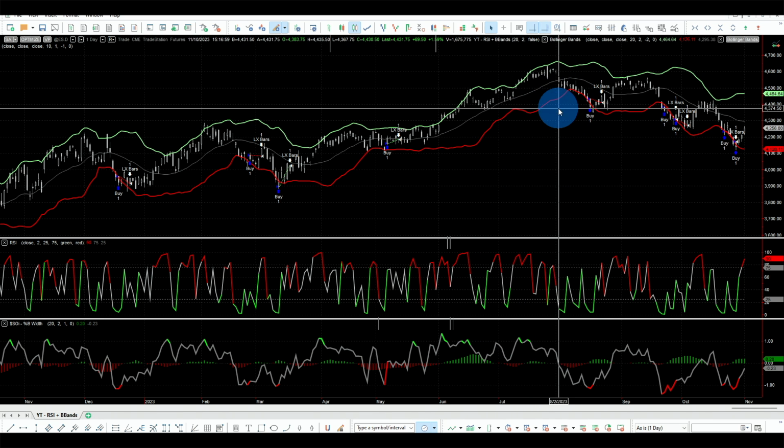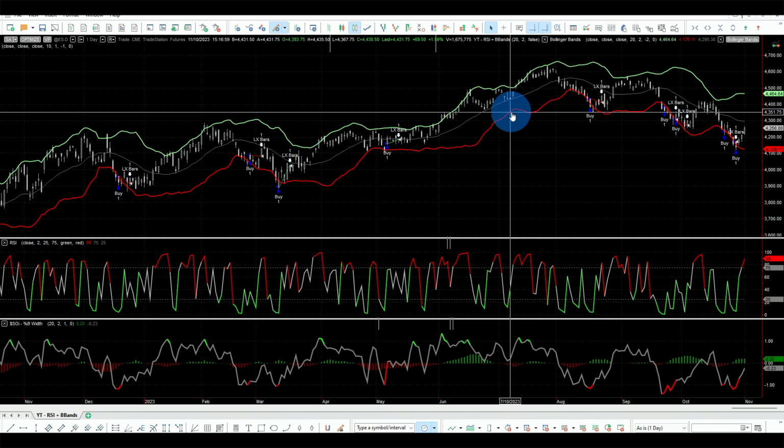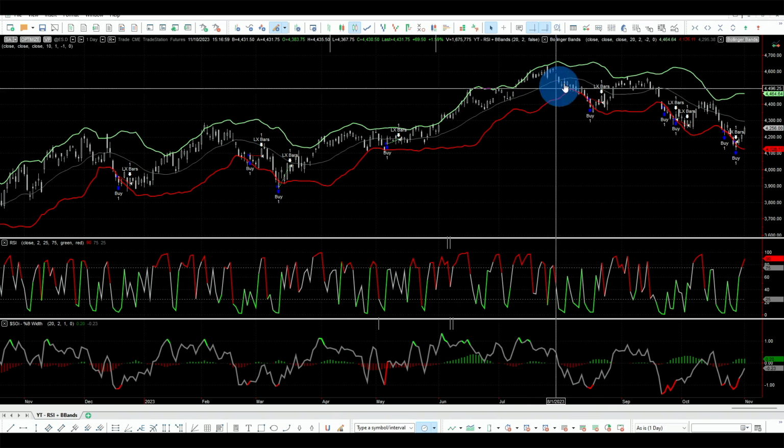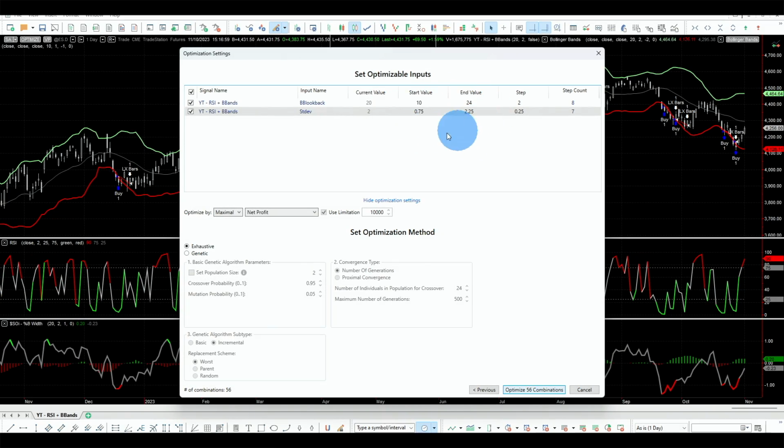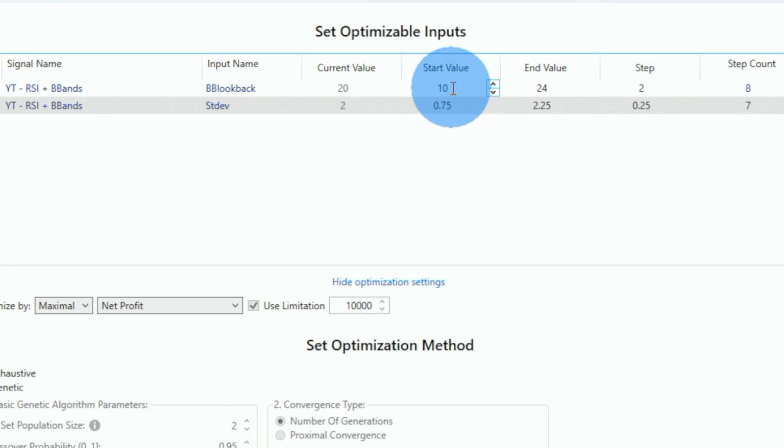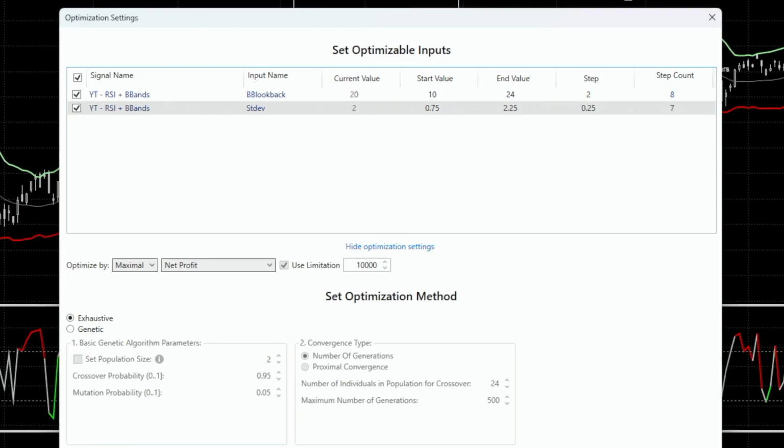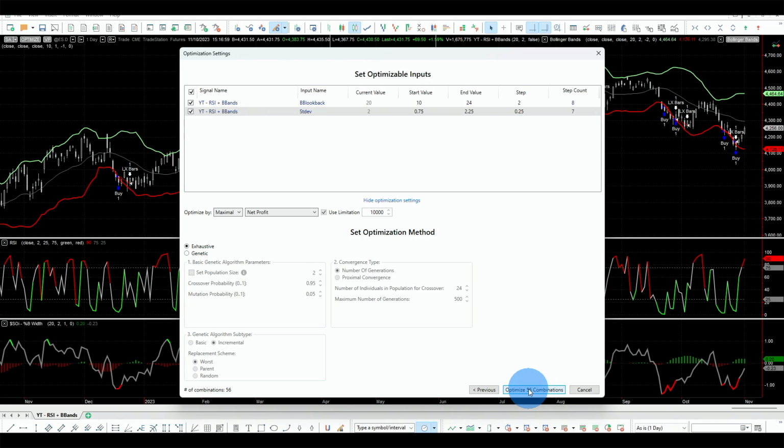Now, first of all, let me show you the difference in the Bollinger Band look back and the standard deviation. You can see we are optimizing the look back. This is the Bollinger Band's look back, which is basically the moving average. And the sweet spot is between 10 and 24, so 10 to 24 in steps of 2. And then the standard deviation between 0.75 and 2.25 in steps of 0.25. So all in all, we have 56 combinations.